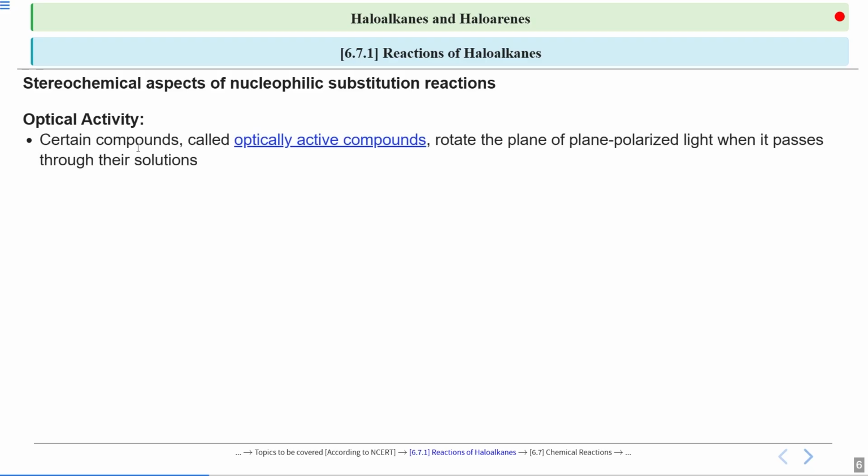So certain compounds, which are called optically active compounds, rotate the plane of plane polarized light when it passes through their solution. Basically, optical activity refers to the ability of compounds to rotate the plane of plane polarized light as it passes through the solution where the compound is present. The compounds that are able to do this are called optically active compounds, and this ability is known as optical activity.